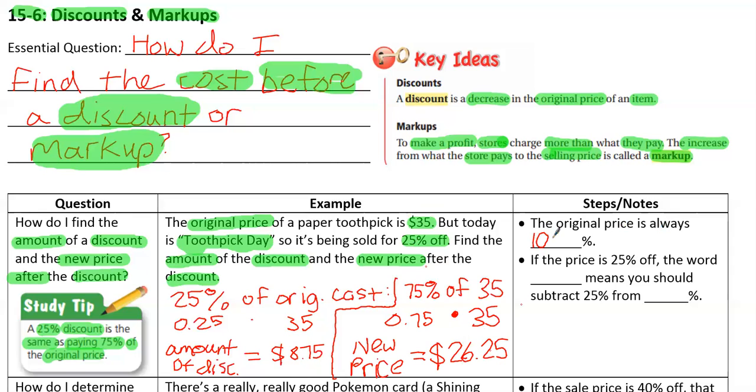Okay, the original price is always what percentage? It's always 100%. If the price is 25% off, the word off means that you should subtract 25% from 100% to find that the new price will be 75% of the original price. All right, that's the end of part 1.